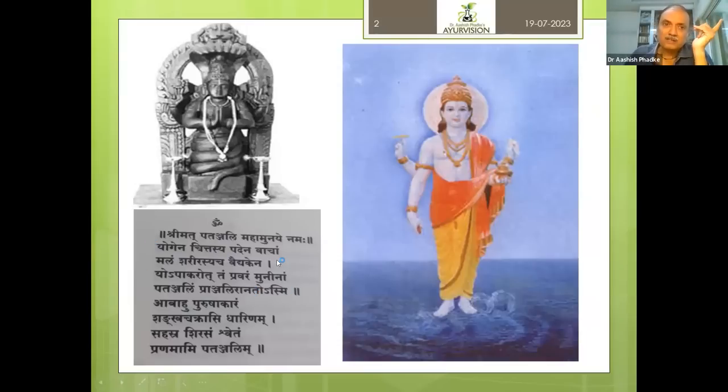So, the first line is with reference to the grammar part of Patanjali, right? He has written a Bhashya on Panini, the Mahabhashya. Then the second line, that is malam sharirasya cha vaidyakena, is referring to that activity which is being taken by Patanjali Muni. Some people say that Patanjali Muni and Charaka Acharya were the same. Now there are debates on that, but let us understand that he has also contributed to the benefit of human beings at the physical level with reference to Ayurveda.